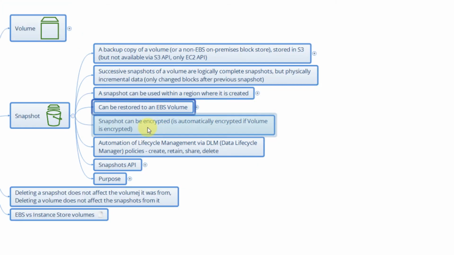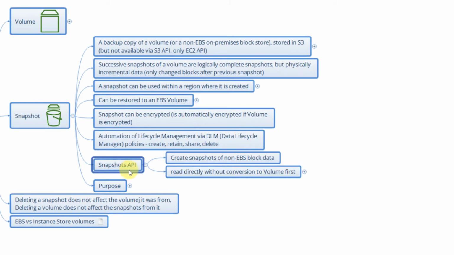Now, a snapshot can be encrypted. This happens automatically if the volume is encrypted, but you also have the option, if the volume is not encrypted, to encrypt the snapshot. Now, snapshot management can be automated using DLM, the Data Lifecycle Manager. DLM allows you to author policies to schedule the creation and deletion of snapshots, to share snapshots, and you can program retention periods.